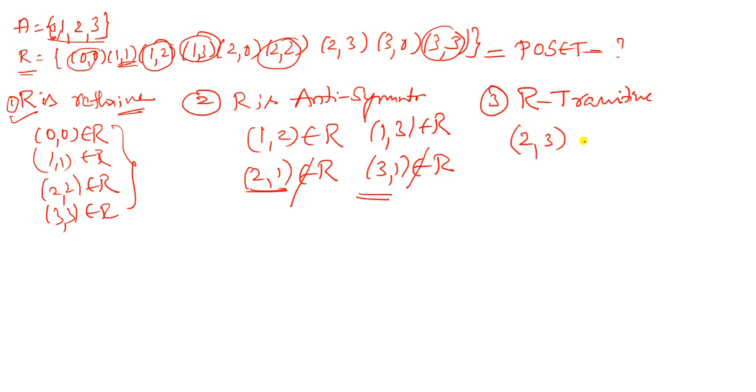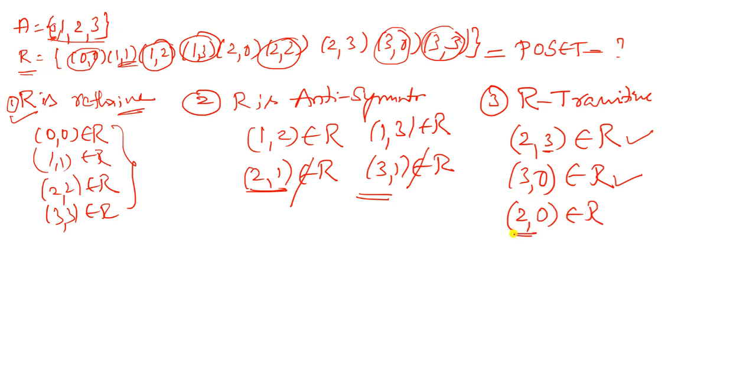2 comma 3 belongs to R, and here the second element is 3. Check any element starting with 3. Yes, 3 comma 0 is there, 3 comma 3 is there. So take 3 comma 0. 3 comma 0 belongs to R. Yes, 2 comma 3 belongs to R, 3 comma 0 belongs to R. So as per the transitive rule, 2 comma 0 belongs to R. Check whether 2 comma 0 is there in the relation or not. In the given relation we have 2 comma 0. 2 comma 0 is existing. So R is transitive, right?